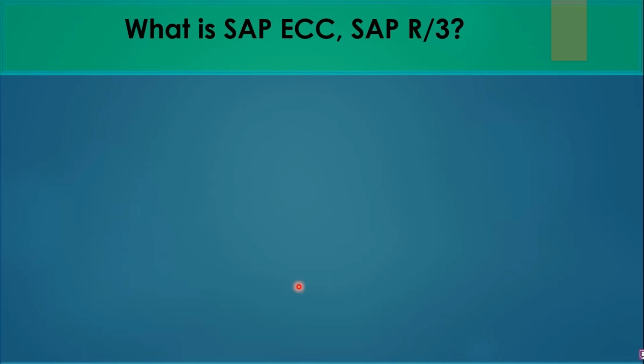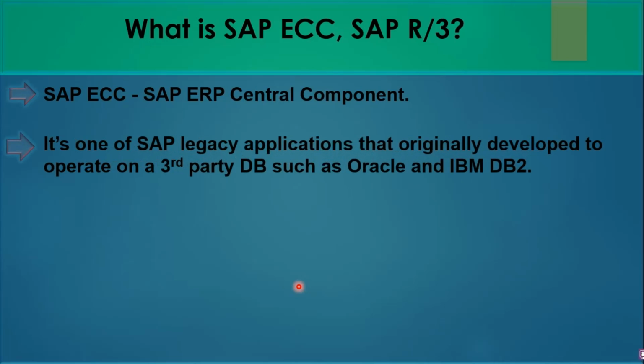So I will give you just a background on what exactly ECC is and what R3 is. ECC stands for ERP Central Component. It's one of SAP's legacy applications that was originally designed to operate on third party databases such as Oracle or IBM DB2. SAP ECC is the system that most companies have and are familiar with nowadays because it includes many functional components, mostly like FI, HR, warehouse, logistics, MM. These are the components that we are most familiar with in SAP ECC.